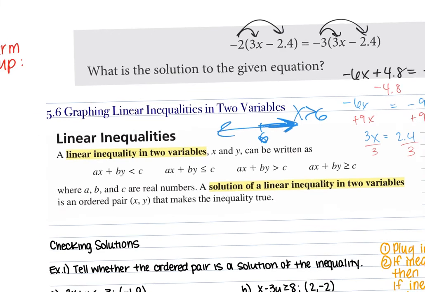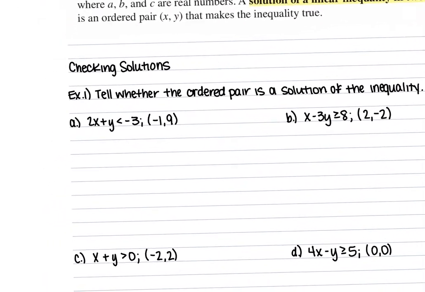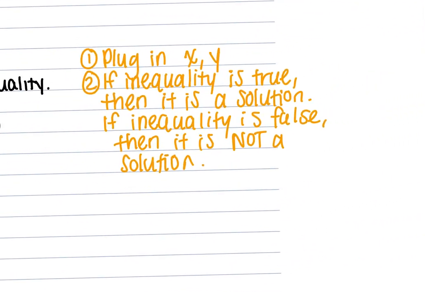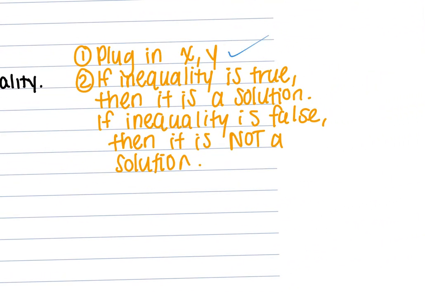So the first thing that we're going to do is test whether something is a solution or not, okay? Now, do you guys remember when we did this for equations? We would plug in x and y and see if it was equal on both sides. Now we're going to plug in x and y and see if the inequality holds. So take a look at the two-step process. You plug in x and y, and then if the inequality is true, it's a solution. If the inequality is false, guess what? It's not a solution, okay?